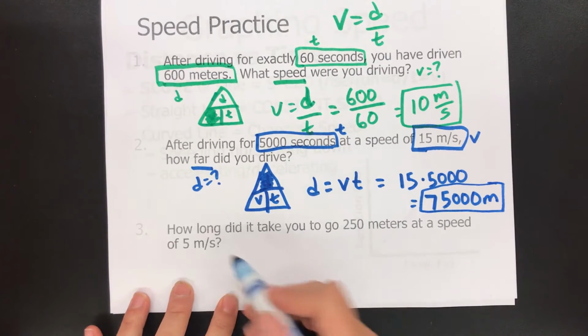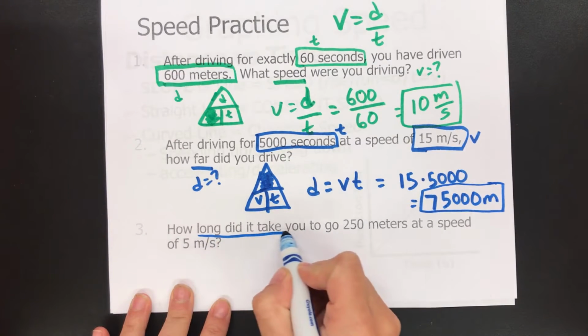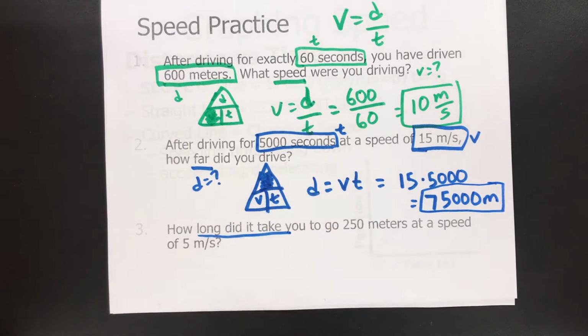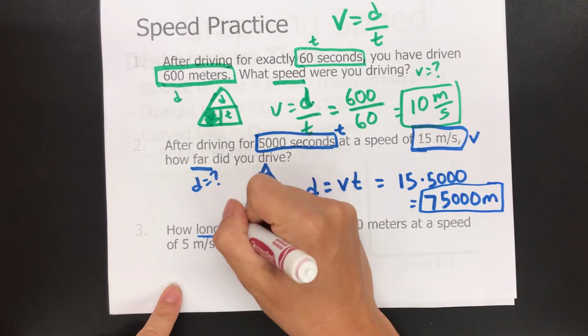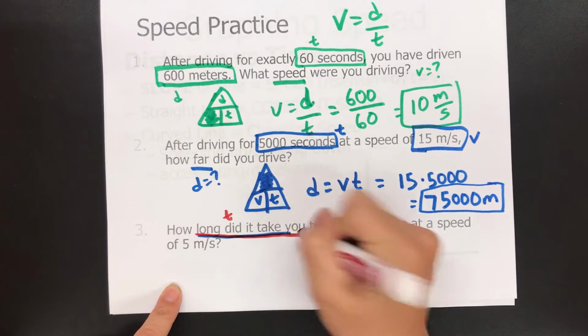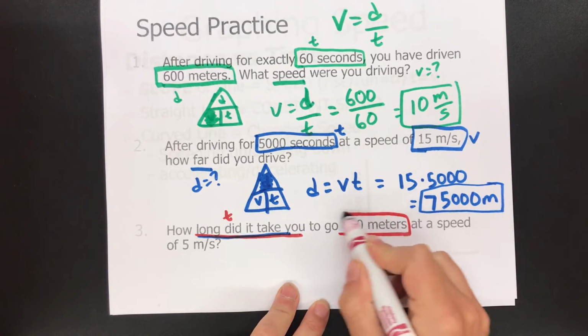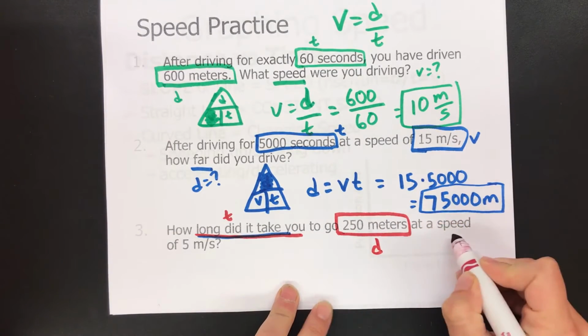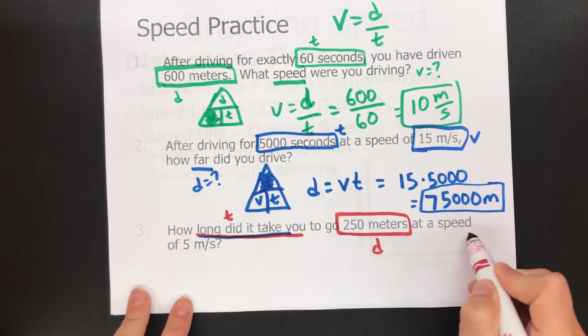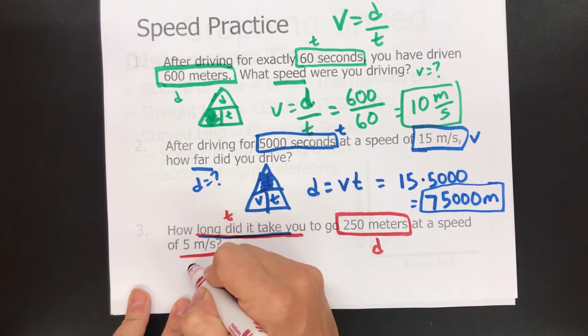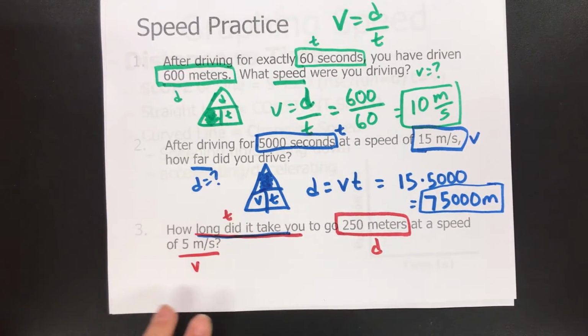Okay. How long did it take? So if I ask how long did it take, that means you're looking for time. Let me switch colors here for you. You're looking for time. How long did it take? 250 meters is a distance, and it's saying a speed of 5 meters per second. So that is your V.